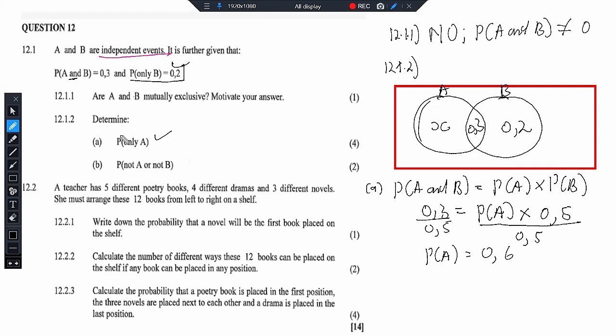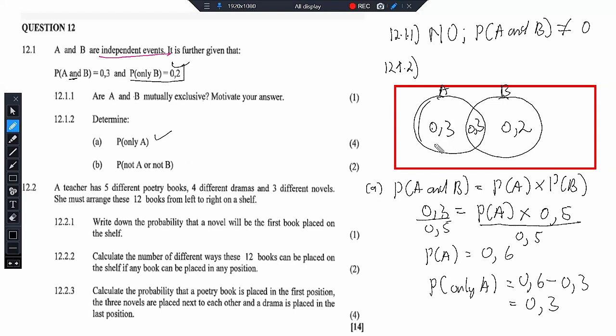But then remember, we are looking for the probability of only A. So only A is represented by the X here, which we can all agree that we can get by simply saying 0.6 minus 0.3. So the probability of only A is to take the whole of A minus the intersection between A and B. Then we have 0.3. So let's now replace the X there with 0.3.